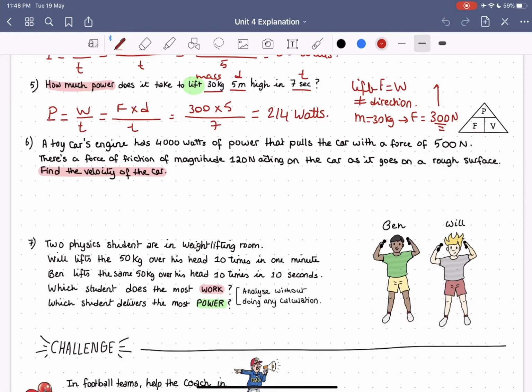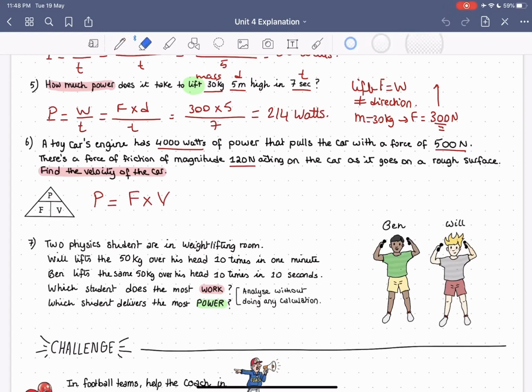Now in question 6, we have a toy car's engine with 4,000 watts, so that's the power. It pulls the car with a force of 500 Newton. We know that there's a force of friction of magnitude 120 acting on the car as it goes on a rough surface. Find the velocity of the car. So now we're going to use the second formula of power. We're going to say that power is equal to the force multiplied by the velocity. Since here we need the velocity, I'm going to take V equals P over F.